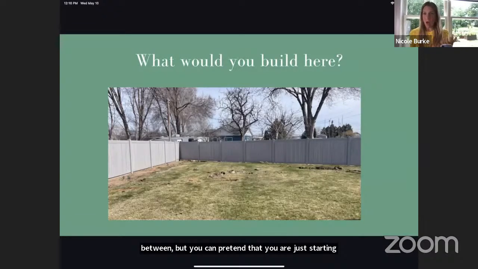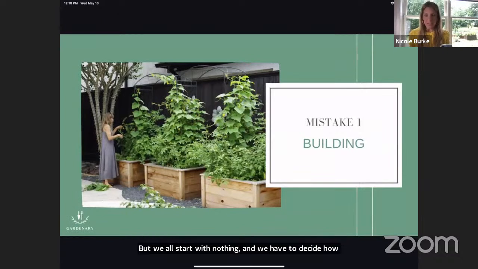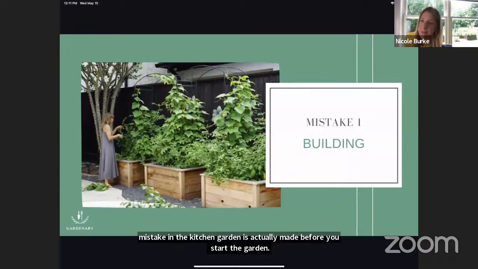A lot of us, all of us start with a blank space, right? Well, maybe it's not blank for you. Maybe it's got lots of bushes and plants and maybe even trees in there. But we all start with nothing, and we have to decide how we're going to do the setup, right? And this is where that first mistake is made. The first mistake in the kitchen garden is actually made before you start the garden, okay? The first mistake is made in the building phase.